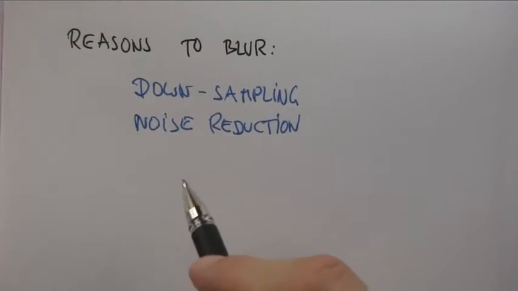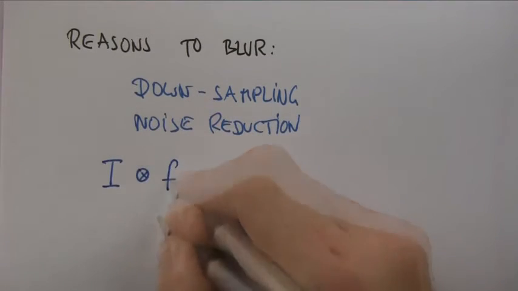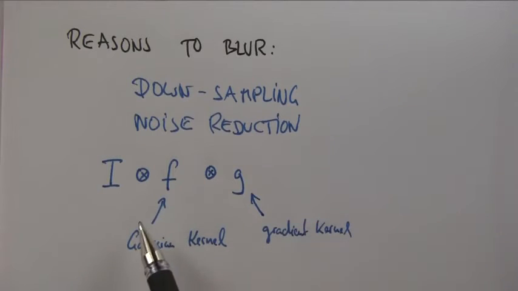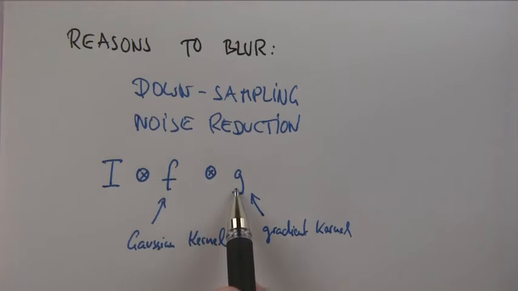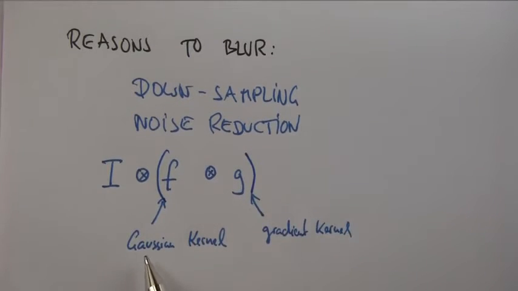Just to complete the issue on blurring, what we just did is we took an image, we blurred it with a Gaussian kernel, and then we applied a gradient kernel. If you dive into the math of convolution, you'll find that convolution is associative. So you could apply this one to the image and then this one over here, or you can combine these two over here into a Gaussian gradient kernel and apply this Gaussian gradient kernel to the image.